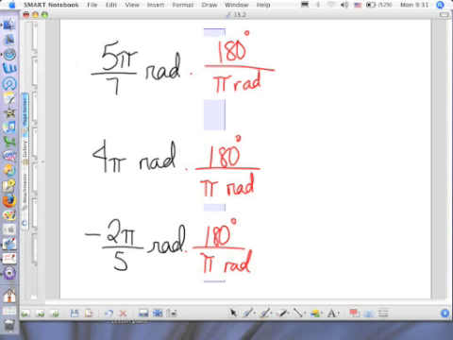What cancels in all of these? Pi radian. Pi radian, pi radian. And the only measure you have left showing is a degree measure. So the rest is simply multiply it out and divide. And you can put that as a decimal. Degrees can be put as decimals, so you could actually do that on your calculator. 5 times 180 over 7. What's 5 times 180 divided by 7? Say it loud, say it proud. All right, and then we'll round.